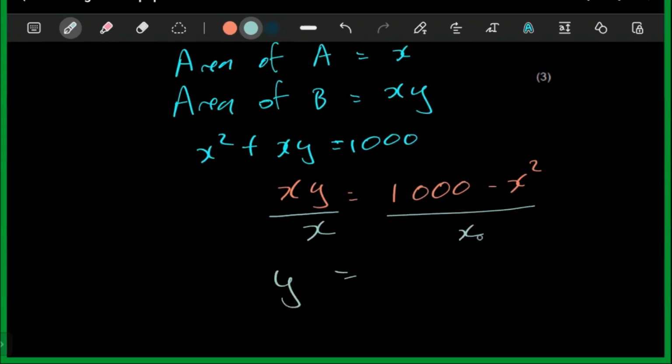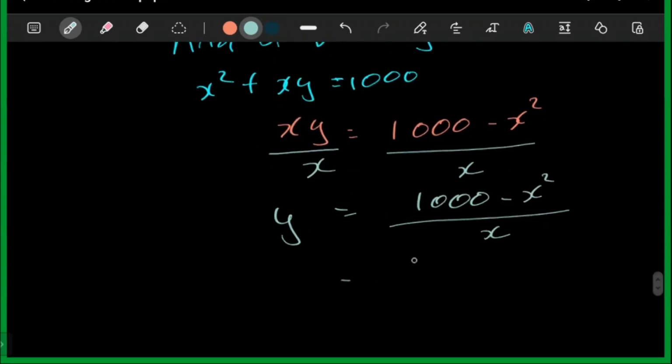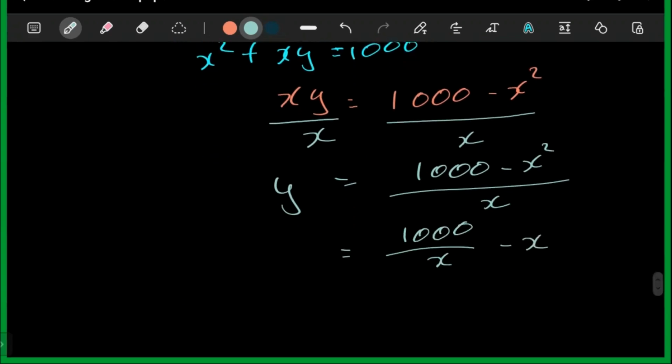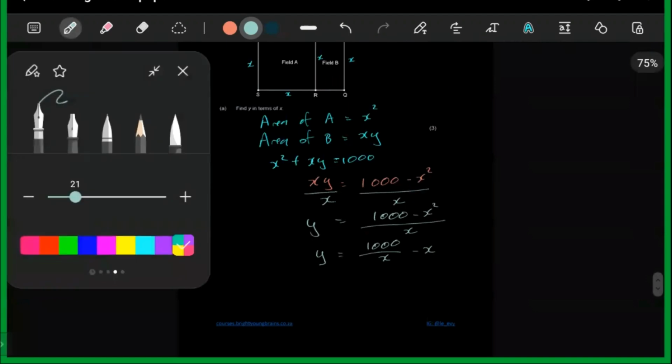You can have y is equal to 1,000 minus x squared over x. If you want to simplify, you can have 1,000 over x minus x, because x squared divided by x is going to be x, and then y is here. So you have your equation of y in terms of x. It's quite a straightforward example here. So you need to know how to do these kinds of things very easily. Otherwise, your life is going to be a bit hard, but all this is nice.